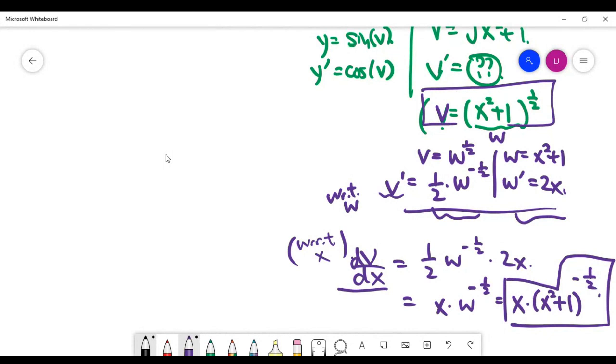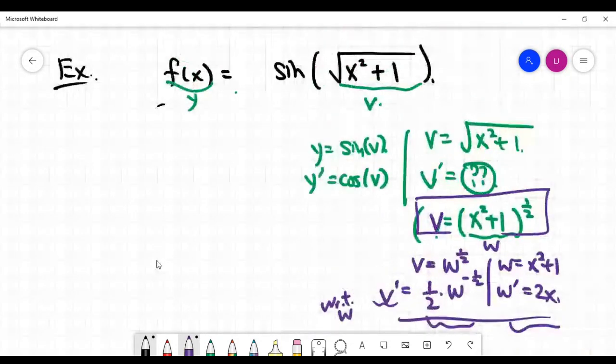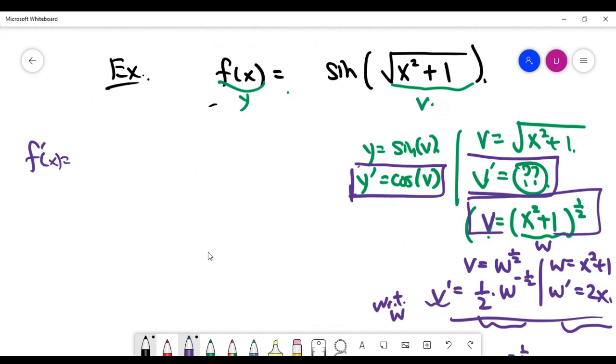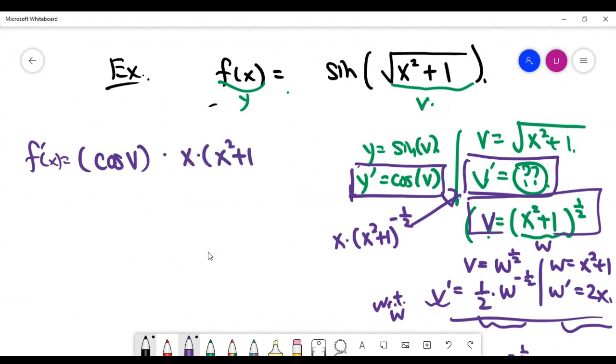And now let's go back to the beginning. You see, f prime is what? F prime of x should be the derivative of this times derivative of this, which we have done in the bottom line. This one is x times open bracket x squared plus 1 close bracket to the power minus half. And I bring two things together, cosine v times x times open bracket x squared plus 1 close bracket to the power negative half. So that's the answer to the problem.